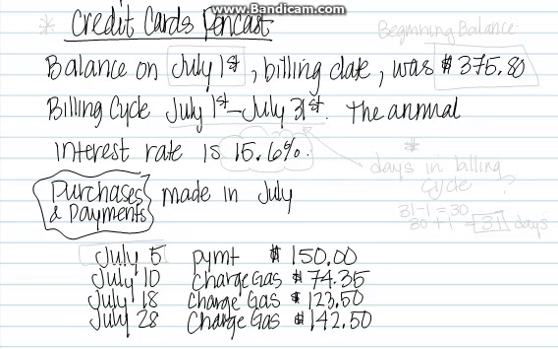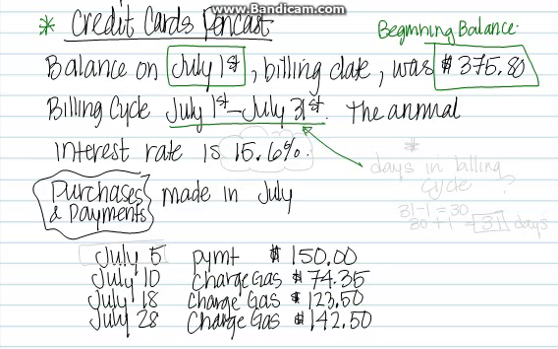Take a look at credit cards and how to determine what your finance charge will be based on an average daily balance. So we look at what we're starting with. We know that on July 1st, we had a balance of $375.80. So that's what we were beginning with. Our billing cycle went from July 1st to July 31st. So we want to know how many days are in the billing cycle.